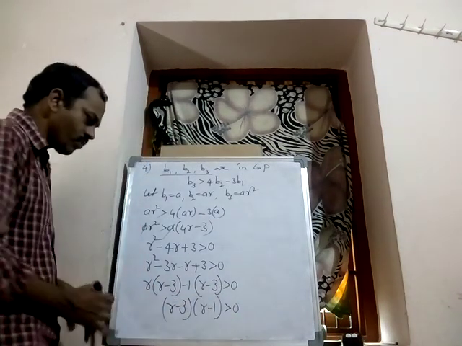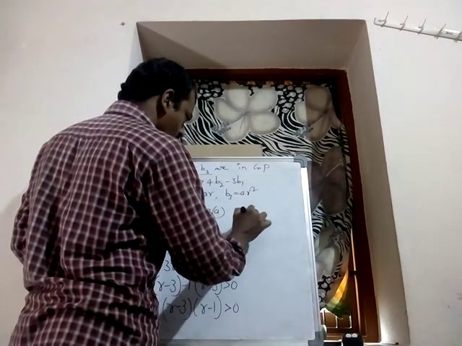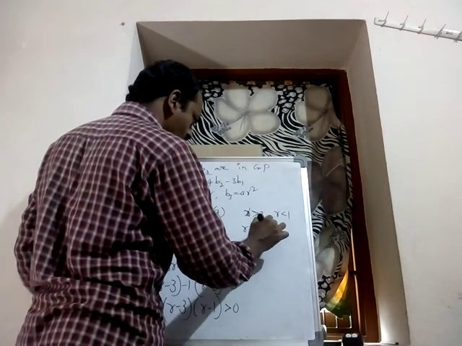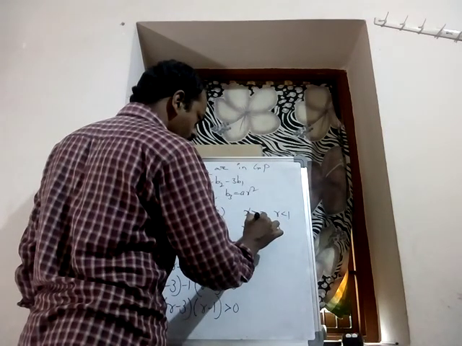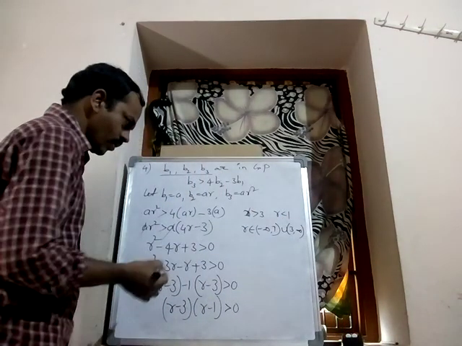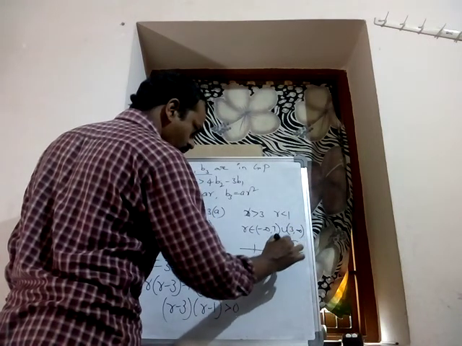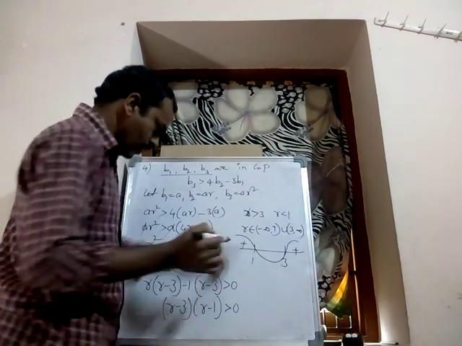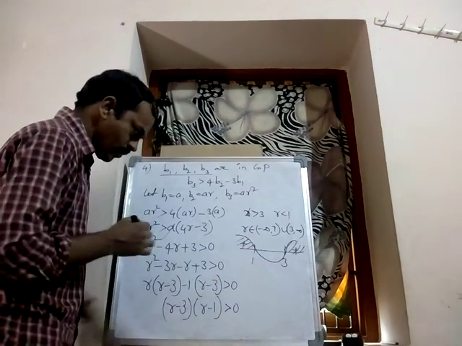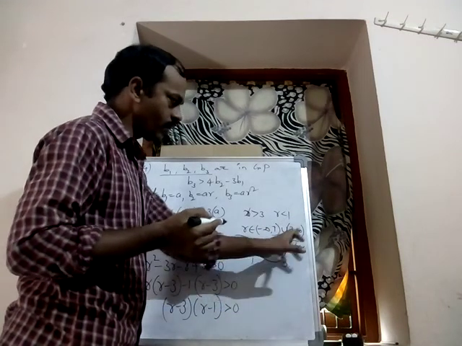What is the solution of this one? Apply Wavy Curve method. So R is greater than 3 and R is less than 1. So R belongs to minus infinity comma 1 union 3 comma plus infinity. So we get like this solution. Here 1, here 3, this is plus, start from here like this, here plus. Greater than 0 means taken as upwards. Okay, so R belongs to minus infinity comma 1 union 3 comma plus infinity.